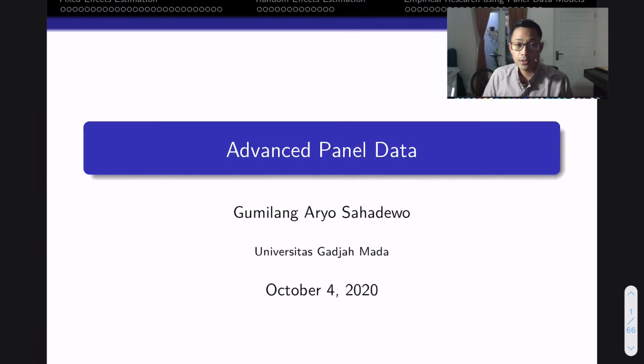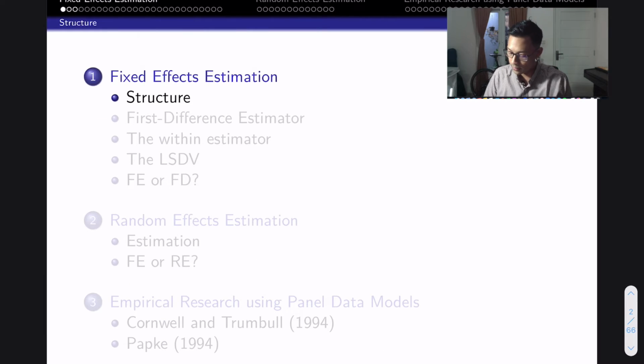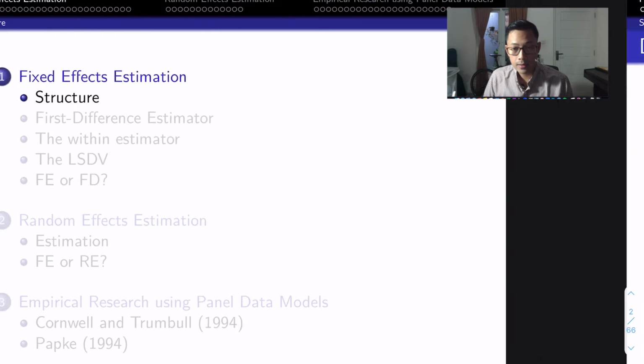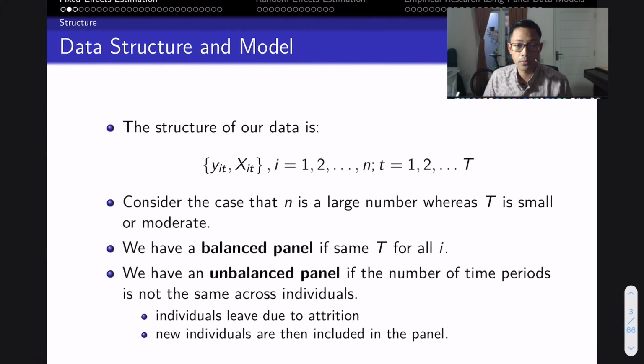So basically the structure of our data is the following. You have the dependent or the outcome variable y, and you also have control variables or covariates, and this is recorded in the factor x. And i is going to be the unit of analysis. This could be household, this could be firms, this could be districts, this could be province, and so on.